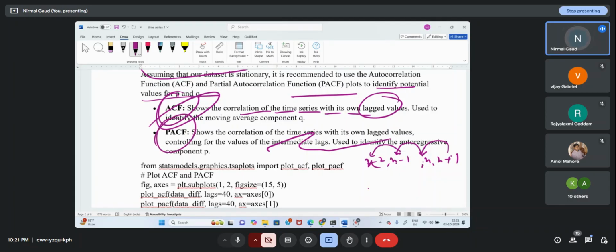Partial autocorrelation is also correlation with its lag values, controlling for the values of the intermediate lags, and is used to identify the autoregressive component p. Controlling the values of the intermediate lags.